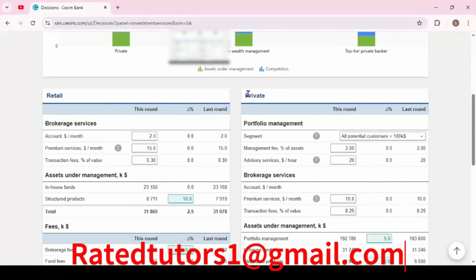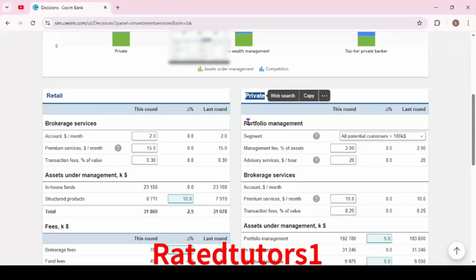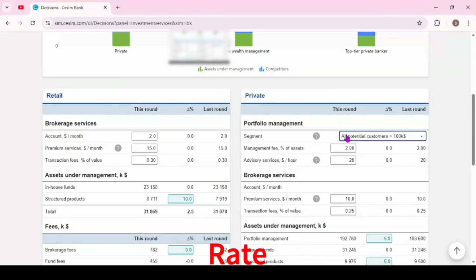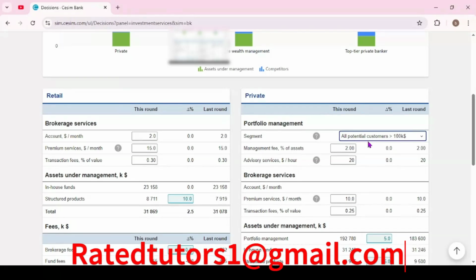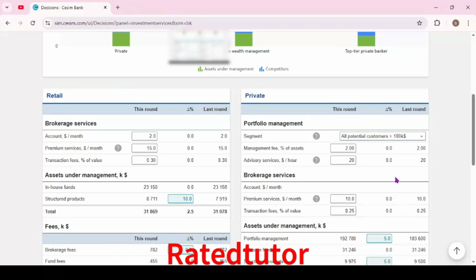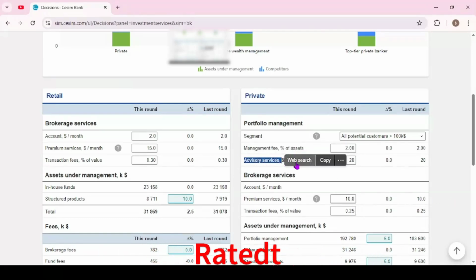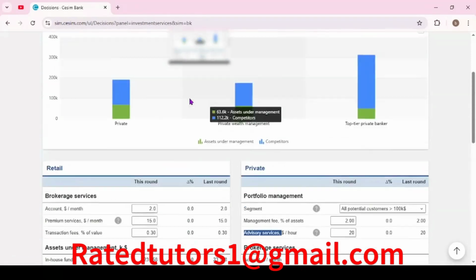On the other side, under private, you have to make decisions under the portfolio management, whereby you need to choose a segment that you're working with. Maybe all potential clients. We have people who are using the private wealth management, where people are using the top tier private banker. So for us, we're just using all the potential customers. You also have to set management fees and advisory services per hour for your customers.